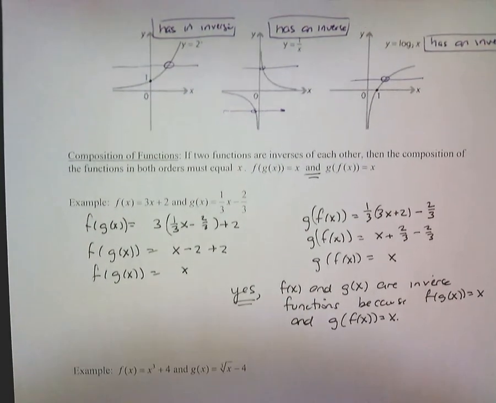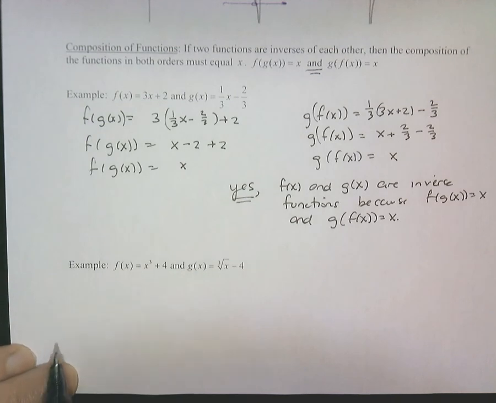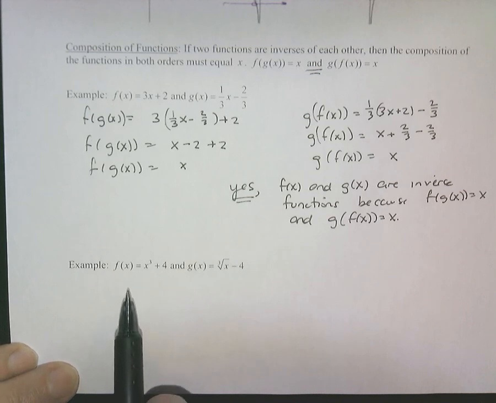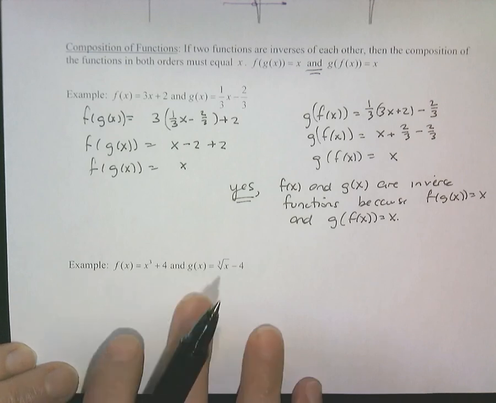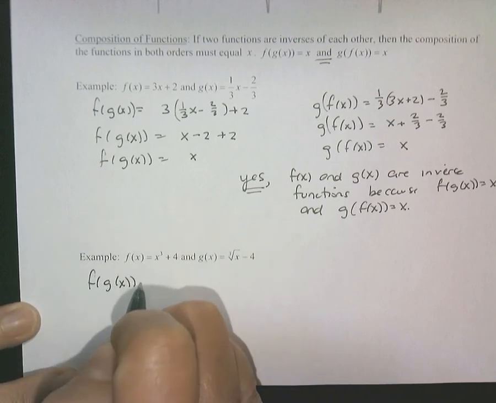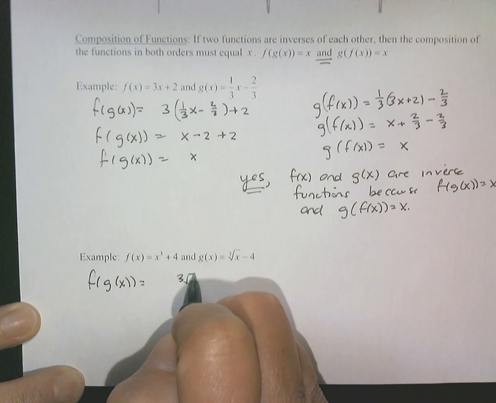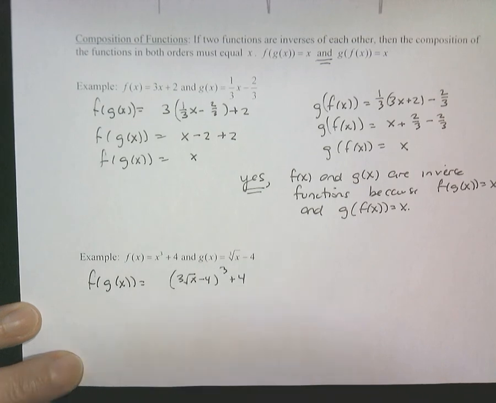And the last example I have, I've got this function x cubed plus 4 and the cube root of x minus 4. Well, I will tell you that x cubed and cube root of x are both inverses of each other. But these are different. This one has been moved up. This one has moved down. So let's look at this. Let's do f of g of x. So I have cube root of x minus 4, cubed, plus 4.